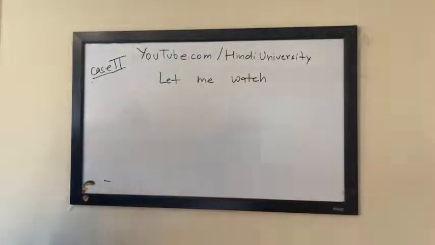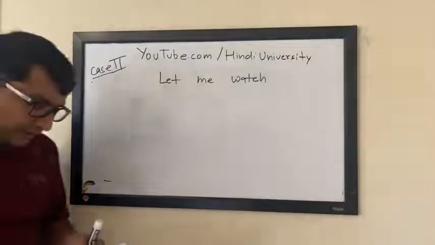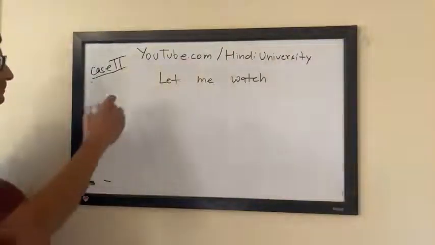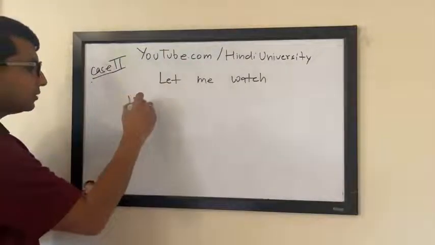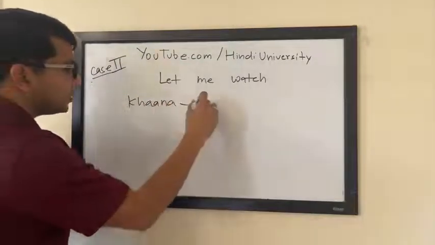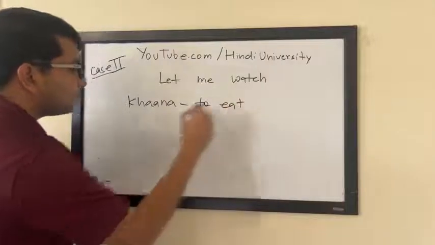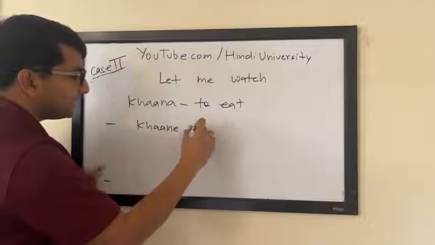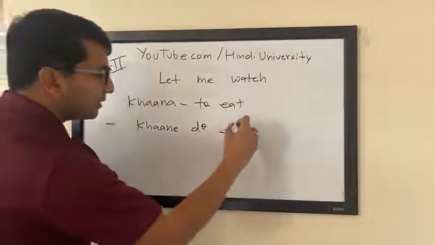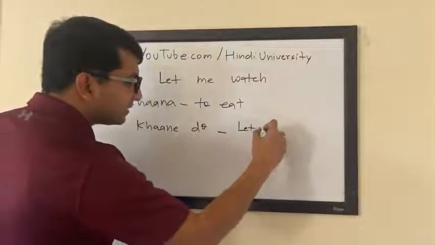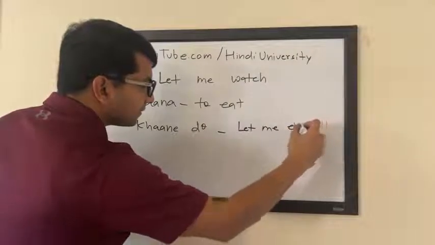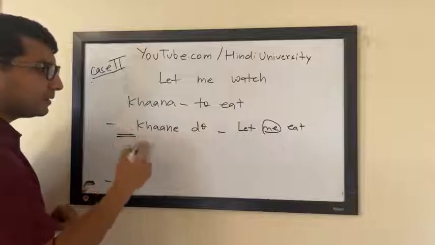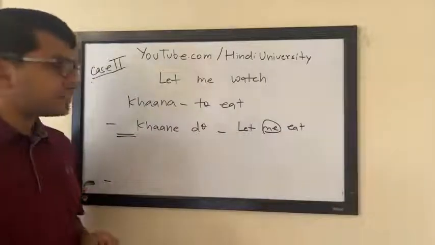Okay, so that was case number 2. If I were to again give you the word called khana, khana is to eat. Again, case number 2, khana is to eat. So you would simply say khane do. Let me eat. Okay. If I'm saying it, it would be let me eat. Even though there is no pronoun here for me, if I'm saying it, it's implied that it's for me.